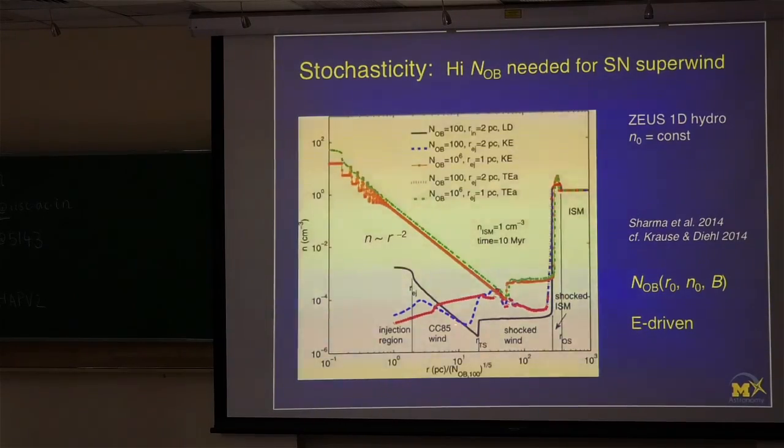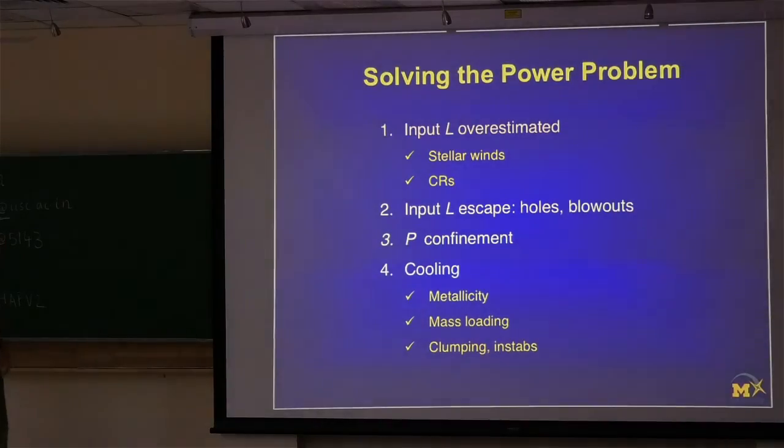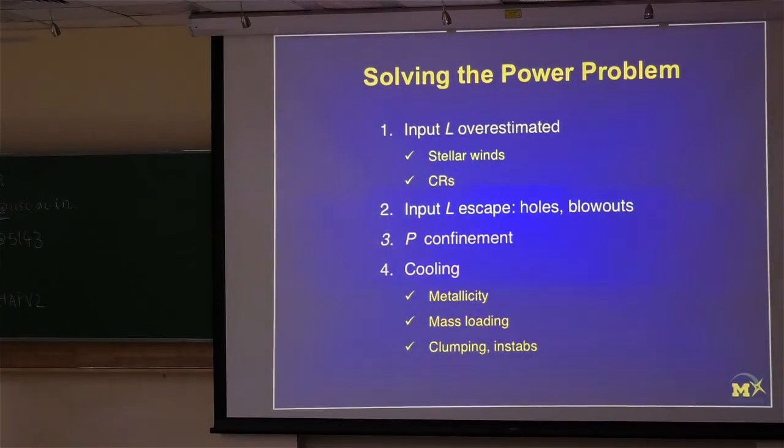This blue dashed line right here is a line that corresponds to about 100 supernovae going off in 2 parsecs. And so basically you're talking about having to have hundreds of supernovae going off before you end up with the steady state wind scenario. Okay, so to solve the power problem, we have basically at least 4 different methods that we can do. So we've got an overestimate of the input mechanical luminosity. We can make the mechanical luminosity escape through the holes and blowouts. We can be pressure confined, or we can lose that energy through cooling.